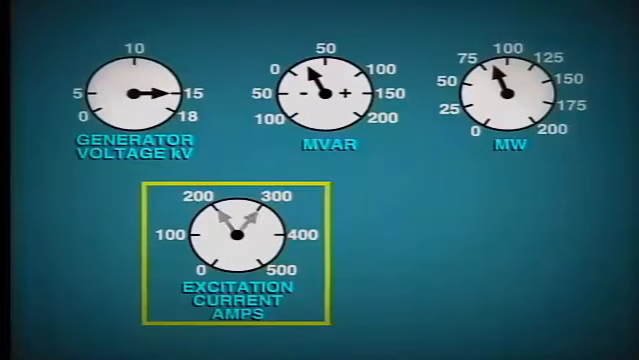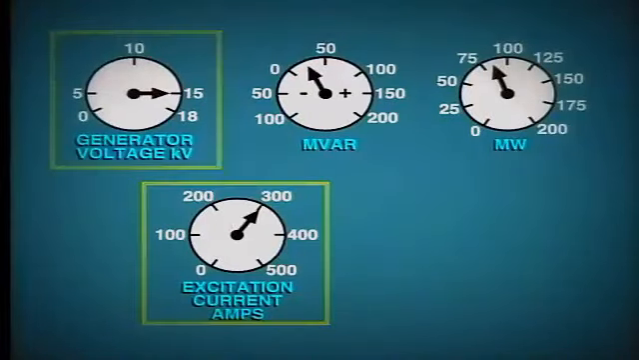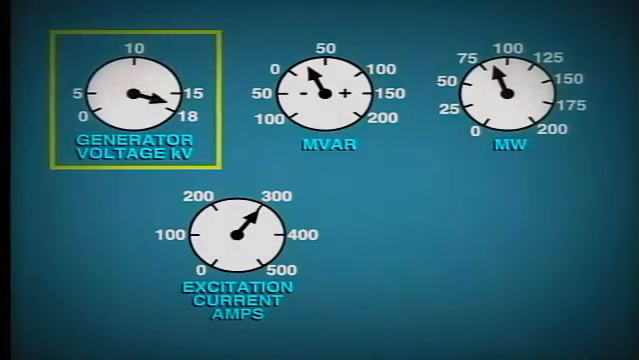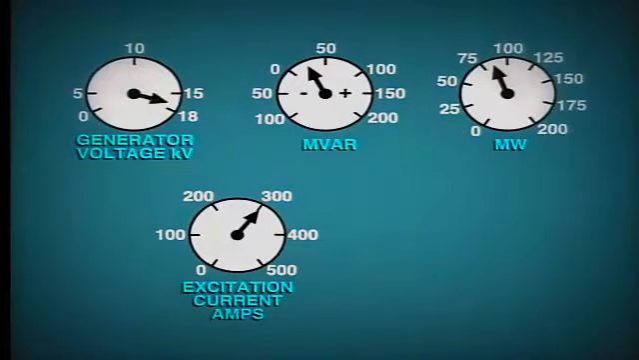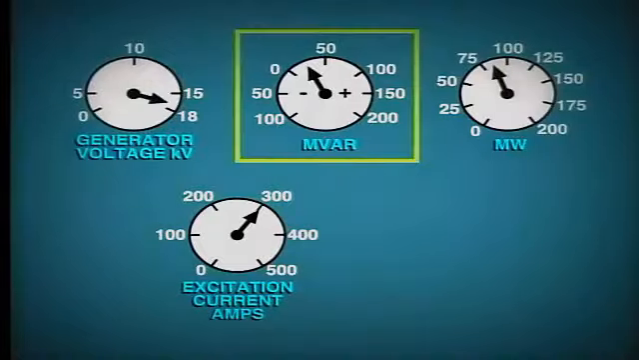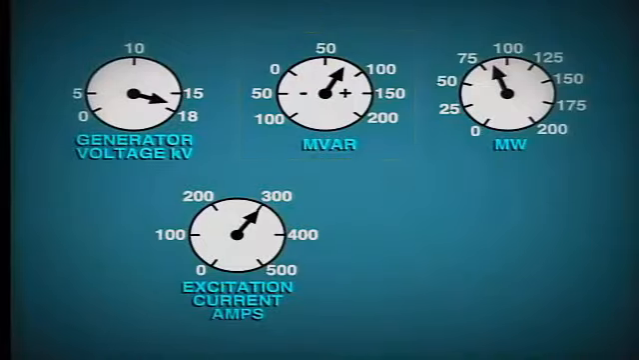So what is the effect of adjusting excitation? Well, obviously one effect is to adjust the output voltage of the generator. For example, by increasing the excitation current, the generator terminal voltage will increase. But that's not all that happens. As terminal voltage is increased, the generator will produce and transfer more megavars into the power system.